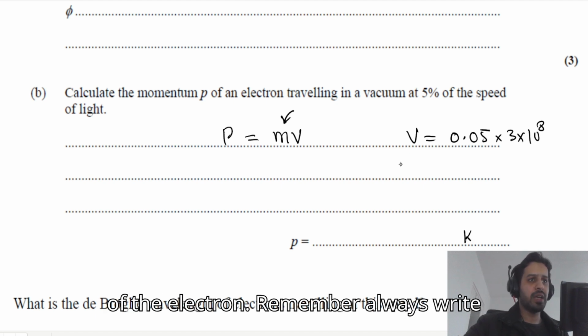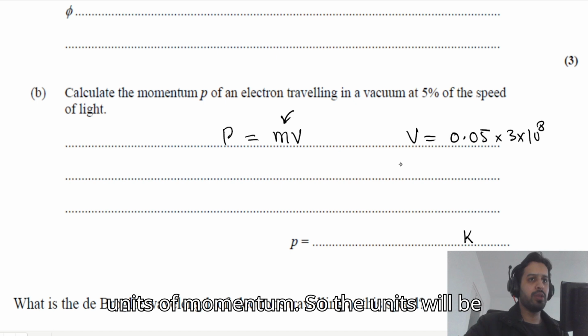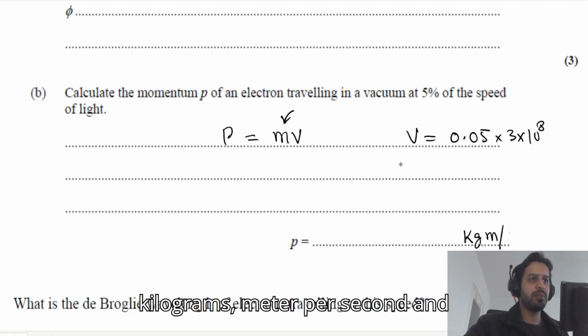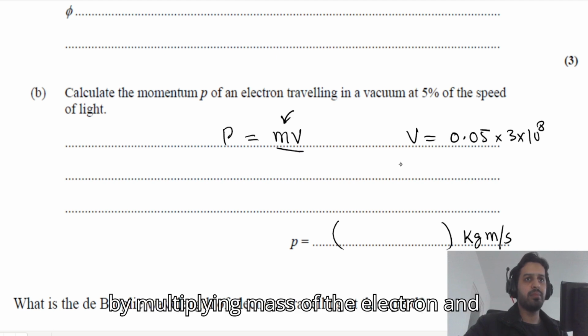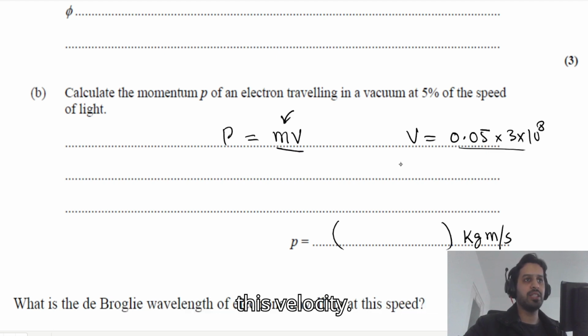Remember, always write units of momentum. So the units will be kilograms meter per second, and whatever number you get by multiplying the mass of the electron and this velocity.